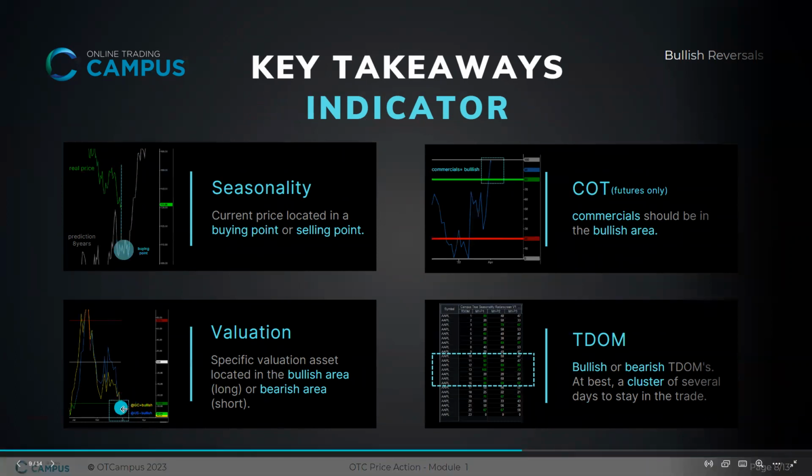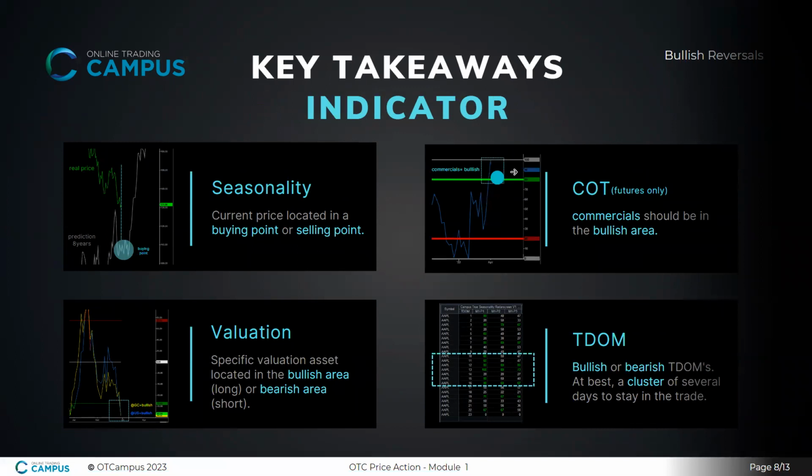Valuation, gray. Sorry, it's green, it's bullish. Perfect, we can buy. COT makes no sense here because it is Apple, for example, right? We can skip this one. But then also the trading day of the month. That means, yes, you can stay longer in the trade till we have a selling point, right? You can stay in this trade till we have a selling point.